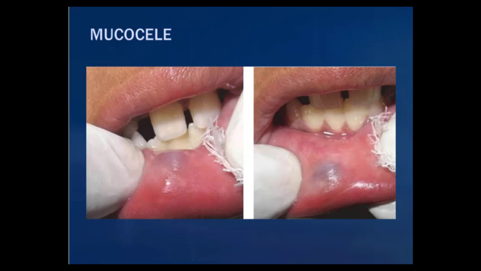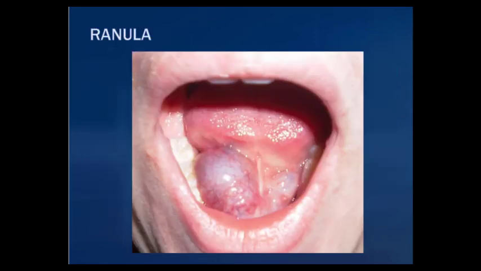It can look like something scary, but that's why it's important to know where the common areas of these lesions are, because if you saw this on the lower lip, you would almost certainly know that this is a mucocele. These can resolve spontaneously, but sometimes they do have to be surgically removed if they're bothersome.